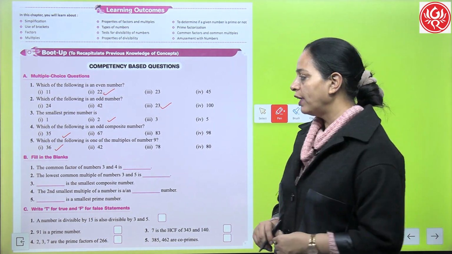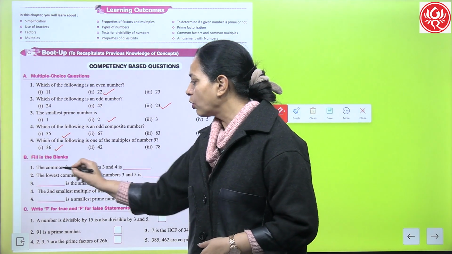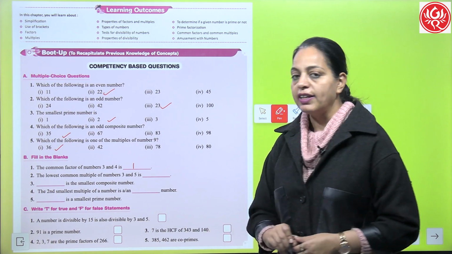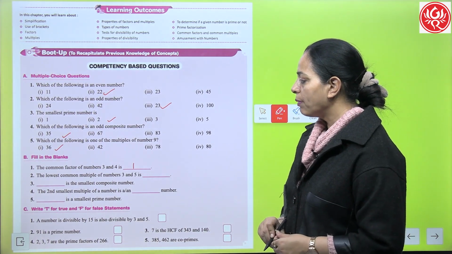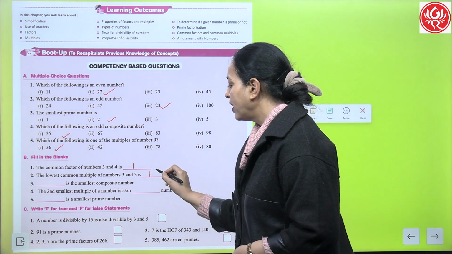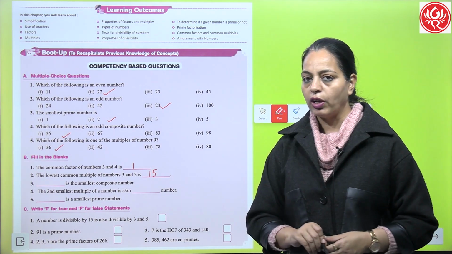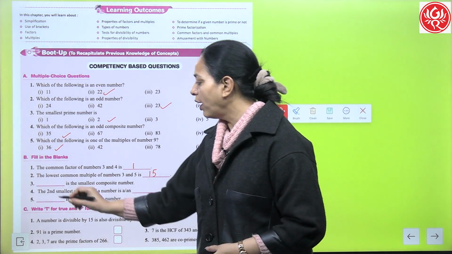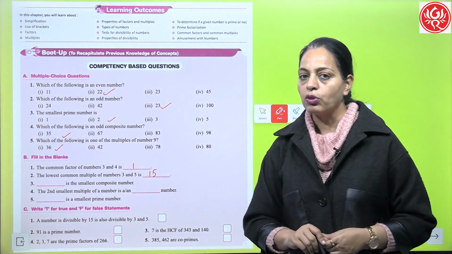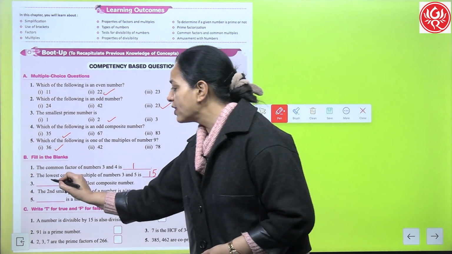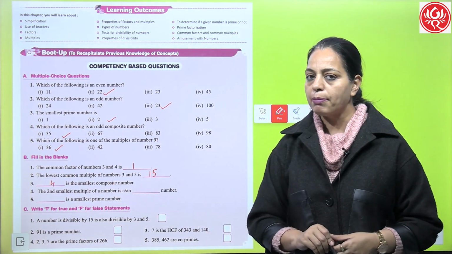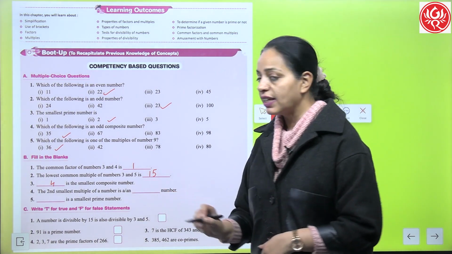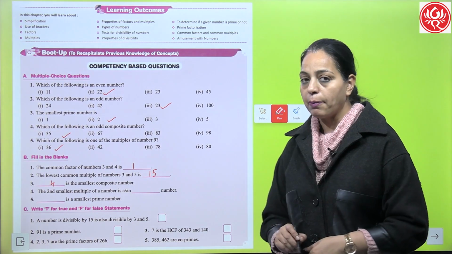Now B part, filling the blanks. The first one, the common factors of numbers 3 and 4 is 1. The second one, the lowest common multiple of numbers 3 and 5 is 15. Okay, LCM of 3 and 5 is 15. The third one, dash is the smallest composite number. 4 is the smallest composite number. The fourth one, the second smallest multiple of a number is a or an dash number.